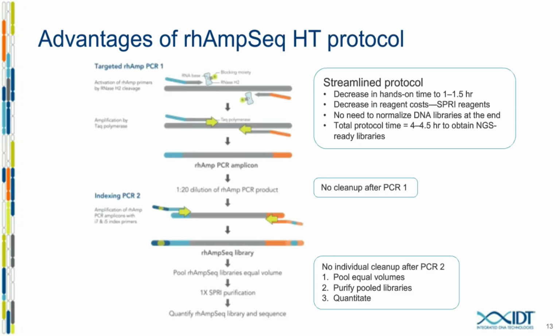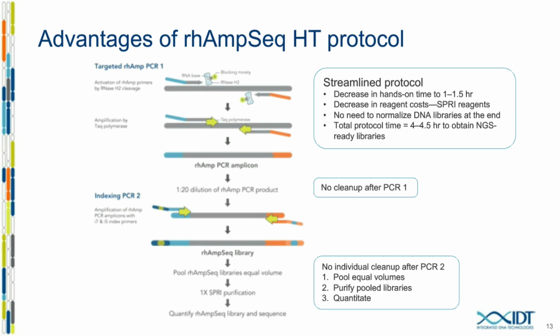There are 2 versions of our rhAmpSeq protocol, standard and high throughput. The high throughput protocol has some significant workflow advantages, so I'm going to focus on this version for the rest of the presentation. So we have our input here, and it'll be between 10 and 50 nanograms. And as described previously, we perform our rhAmpPCR. After rhAmpPCR, we perform a 1 in 20 dilution of the rhAmpPCR product. And again, this is used as the input for the indexing PCR.